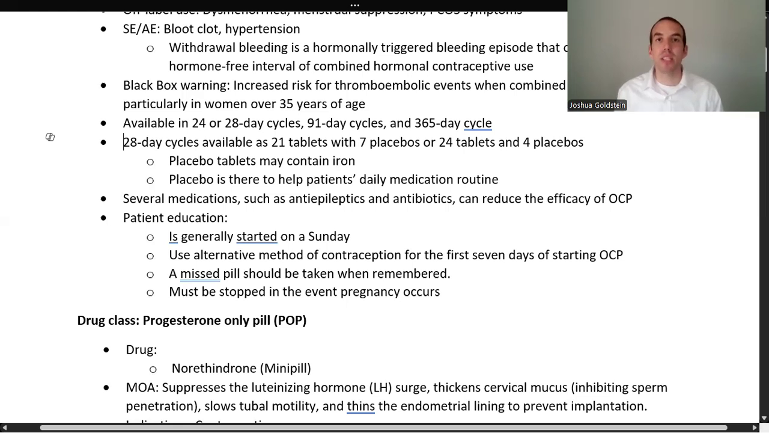If a patient who's taking birth control forgets to take their pill in the morning, they should be educated to just take it whenever they remember throughout the day. Okay, not ideal and should not be their habit, but if they take it every day at 9 a.m. and they don't remember until dinner time, it's fine. Go ahead and take it then.